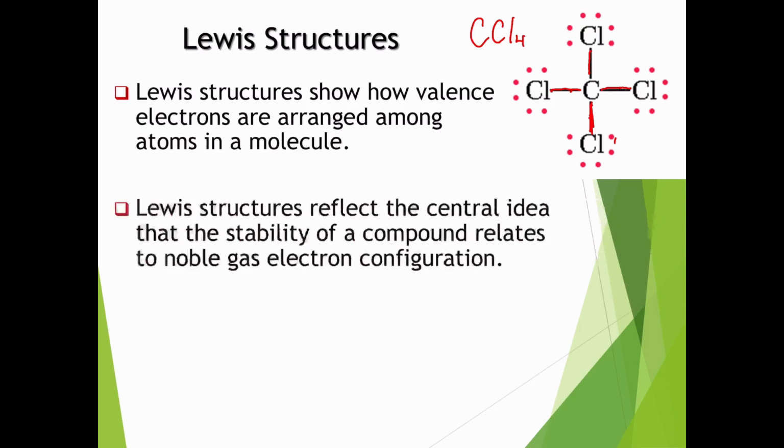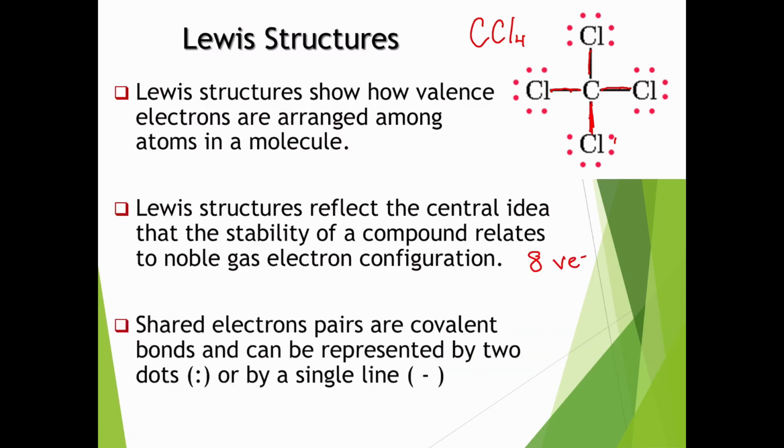Lewis structures reflect the central idea that the stability of a compound relates to the noble gas electron configuration. Again, that means we're all trying to have 8 valence electrons. Shared electron pairs can be represented by 2 dots, like I was showing you on the previous slide, or by a single line. Typically, showing them with 2 dots is more of an elementary thing. When you're starting out drawing Lewis structures, you might use the dots.